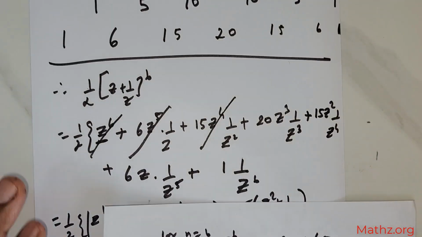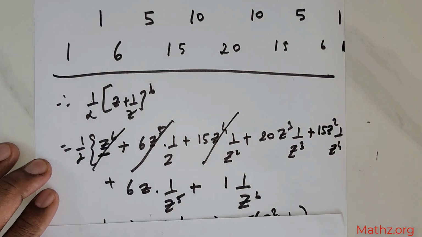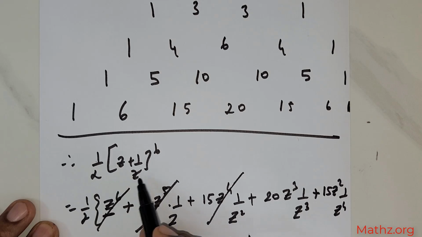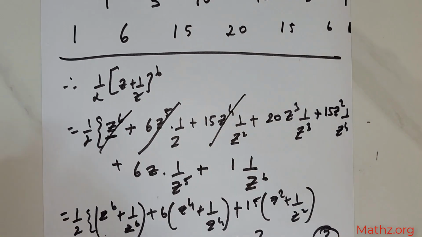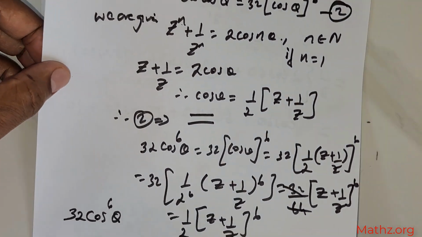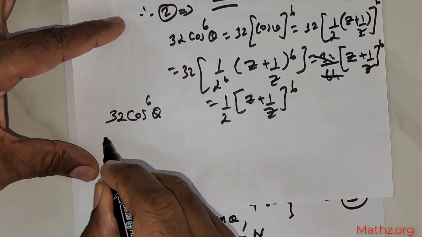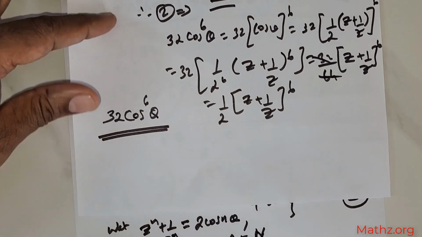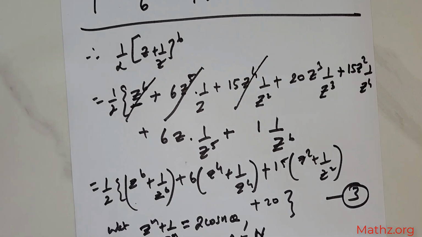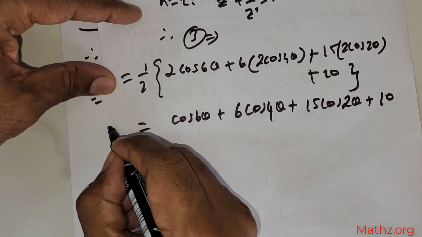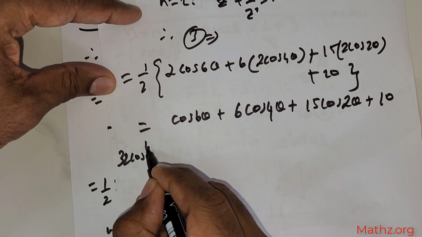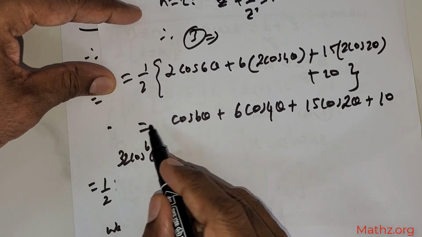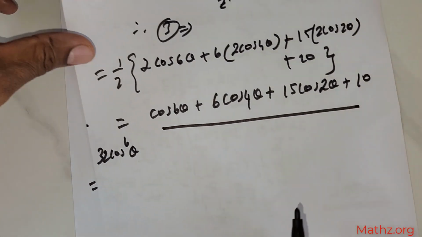Now what is on the left hand side? On the left side, we started with this component, so let me show you. Okay, so this is what is on the left side. Now take it back and place it there. So on the left side, what you got? You got 32 times cos raised to the power of 6 theta is equal to this requirement.